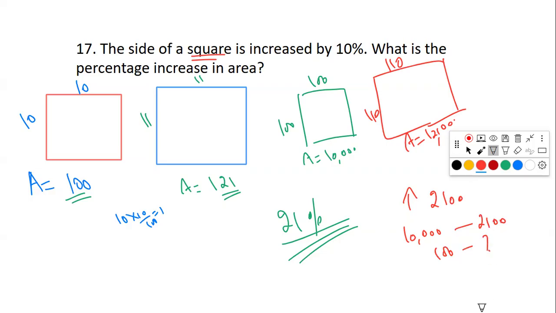Percentage for 100, how much? So 100 into 2,100 divided by 10,000. If I cancel out zeros, two zeros here, two zeros here, I get 21 only, 21%. Irrespective of the side, whatever side you want to take, you can take and increase it by 10%, it will give you 21%. Okay, so let's go forward now.